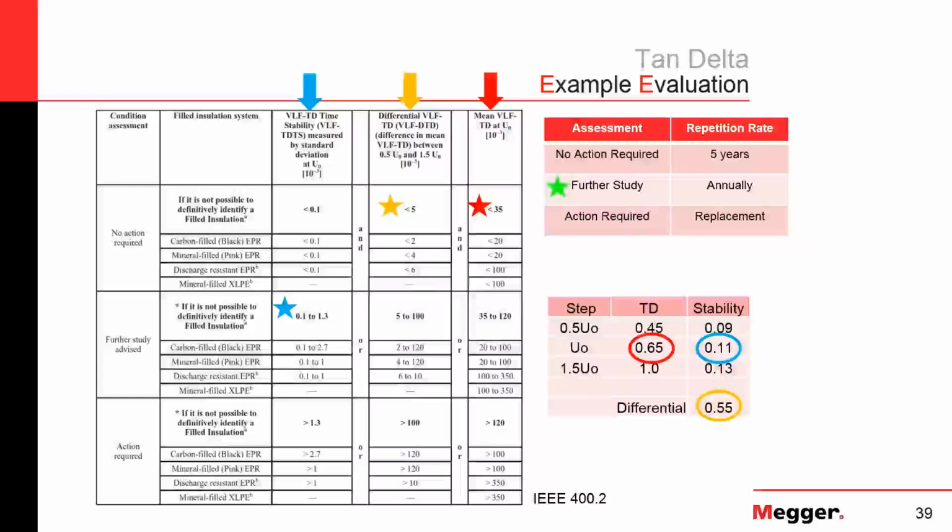In that case, come back and test it next year, see how it's doing. No action required would mean it's probably good for the next 5 years, and action required would put that cable down for immediate replacement.